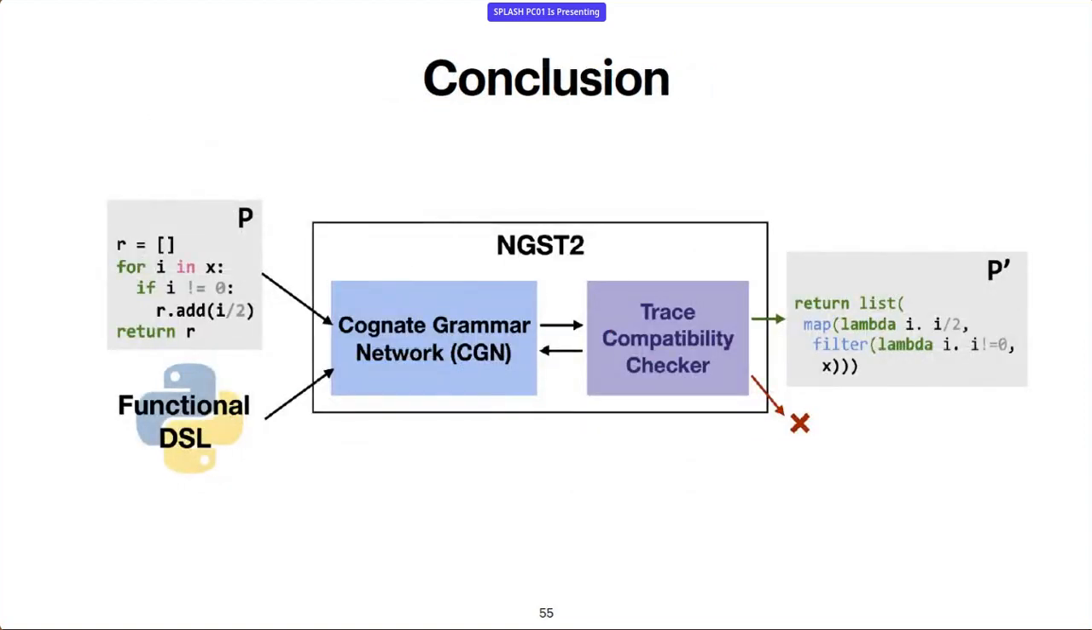Okay, so I'll wrap up here with a summary of what I showed today. I presented a technique where we can take an imperative source program and automatically create a functional style equivalent program. The two key innovations in our approach are a cognate grammar network, which is a neural architecture that helps intelligently guide the search based on this observation of shared expressions, and additionally, a trace-compatibility pruning component, which is able to leverage our trace compatibility assumption to prune large parts of the search space.